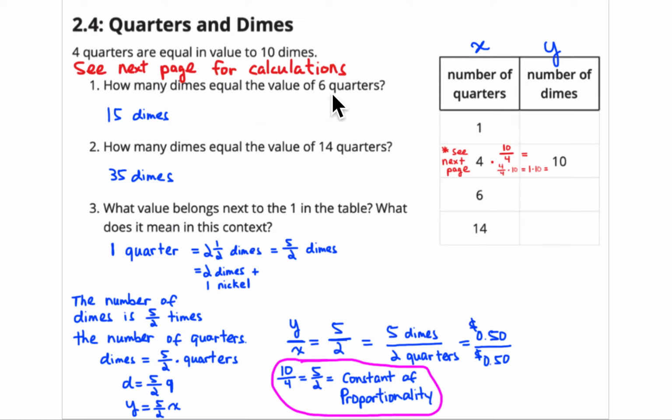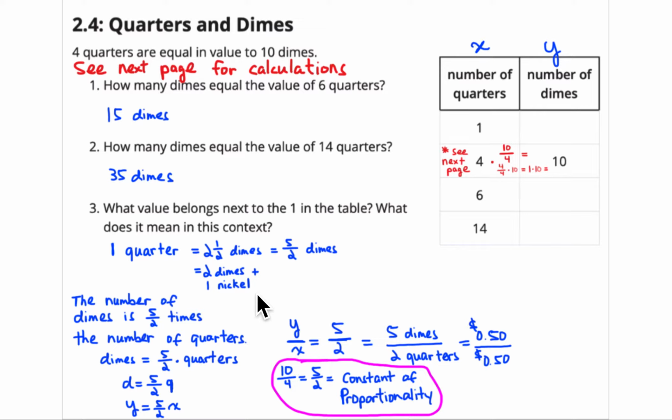But just think about it for a minute. 5/2 times 6: 6 divided by 2 is 3, and 3 times that 5 is 15. 5/2 of 14: 14 divided by 2 is 7, and 7 times that 5 is 35. And then 1 quarter: 5/2 of 1 is 1/2 times 5, which gives you 5/2.